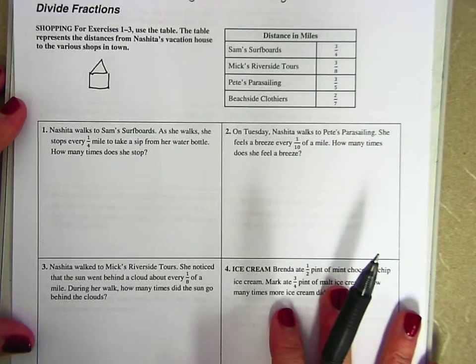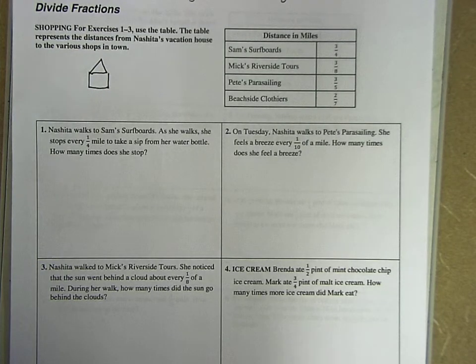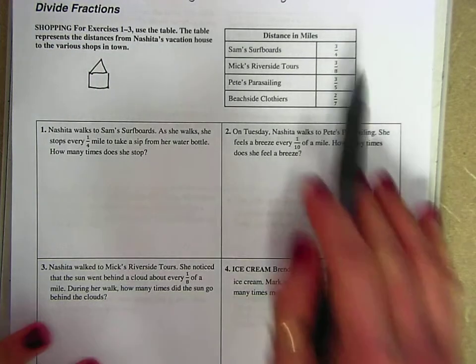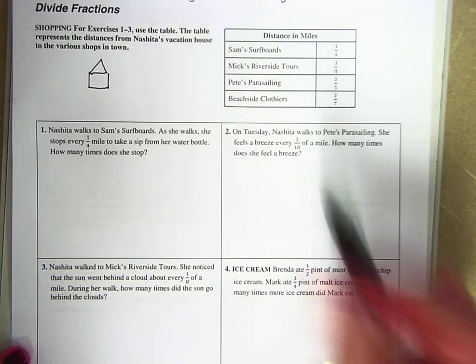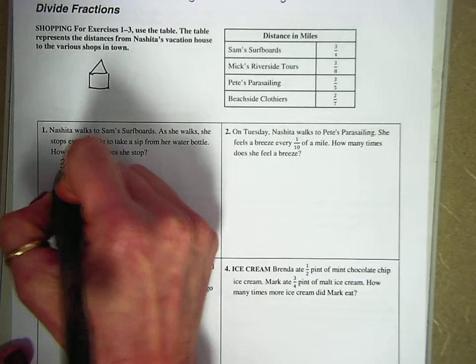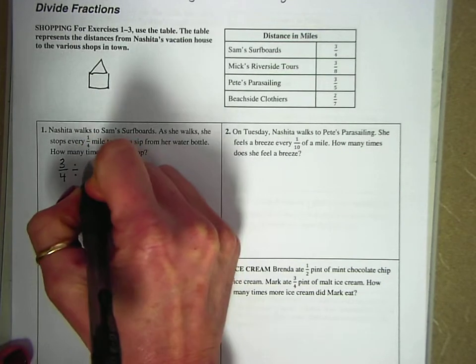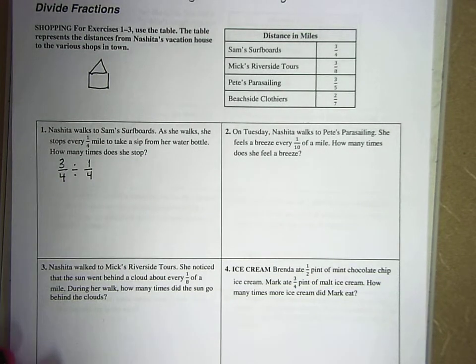So looking at the very first problem, Nashida walks to Sam's surfboards. As she walks, she stops every 1/4 mile to take a sip from her water bottle. How many times does she stop? Well, how far is Sam's surfboards? It's 3/4 of a mile. So she walks 3/4 of a mile and she stops every 1/4 mile. So 3/4 divided by 1/4.